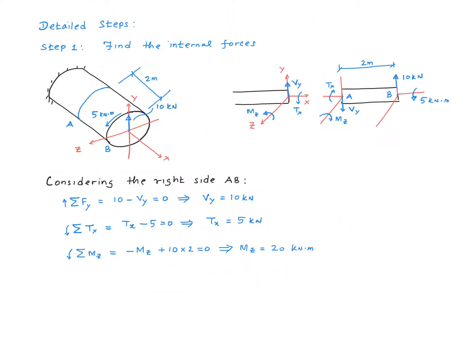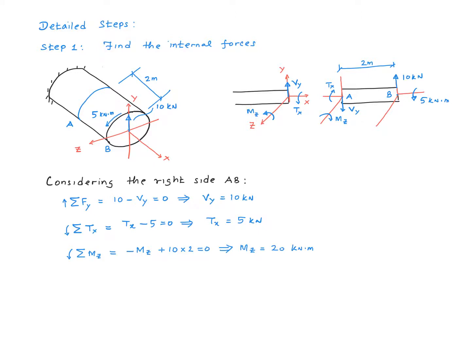Let's go through the detailed steps. Step number 1, find the internal forces. I'm going to section the shaft at point A and separate into two parts. Then I'm going to consider the right side for finding the internal forces. So what I have done over here is to mark only the non-zero internal forces. So these are the non-zero internal forces.